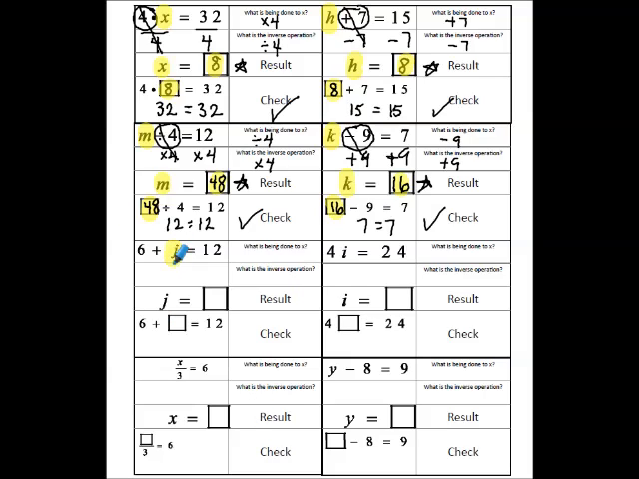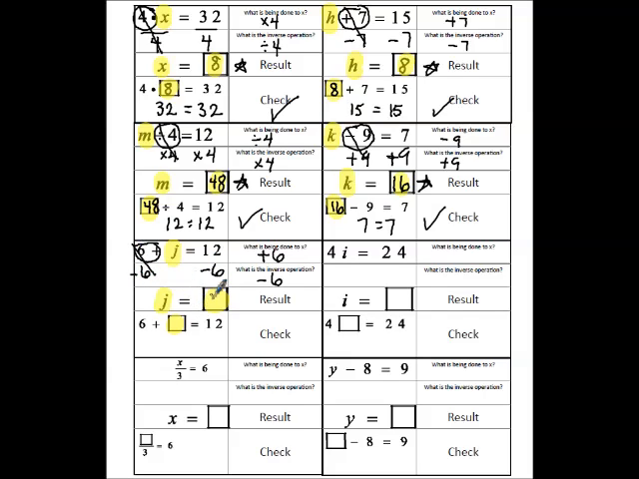Now I want to know what j is equal to. I don't want to know what 6 plus j is equal to. So if I want to get rid of that 6, right now we are adding 6 to j, and I'm going to take away 6. So I'm going to take away 6 from both sides because equations need to stay balanced.